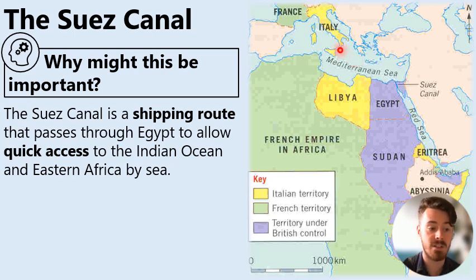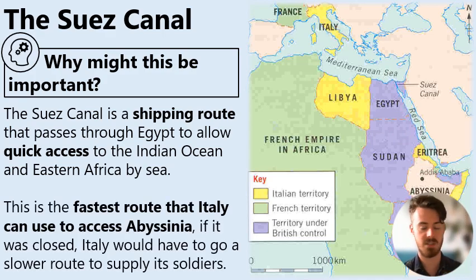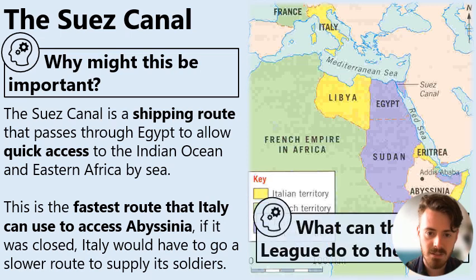If there is no Suez Canal, they're going to have to send them round, they're going to have to walk across, or they're going to have to fly, right? This is the easiest and cheapest way for Italy to go and access Abyssinia. And the League then has a choice. What could the League do to the canal? They could close it. If the canal is closed or they block Italians from going through it in some way, they can hopefully stop the invasion or slow it.